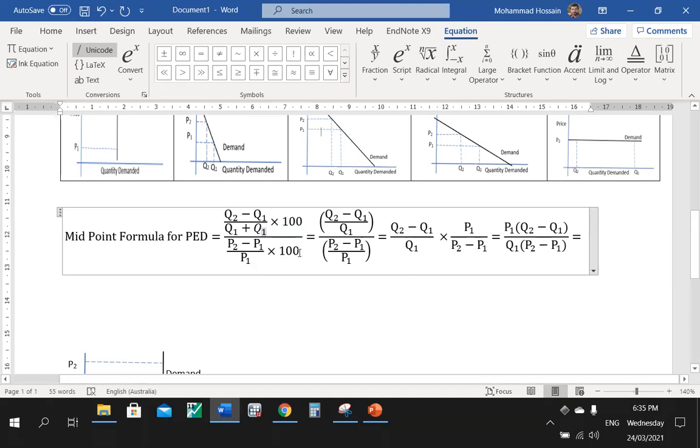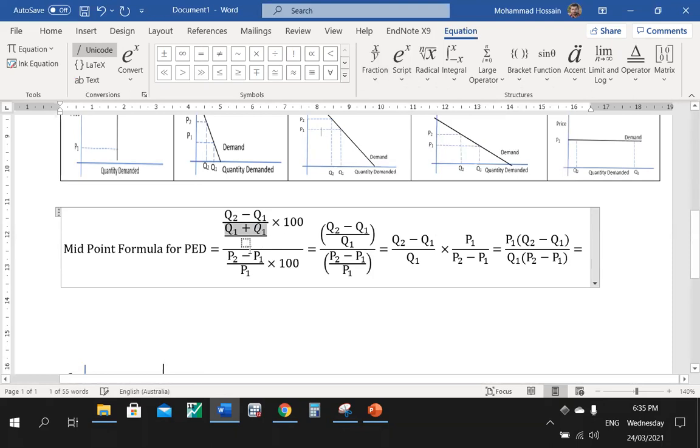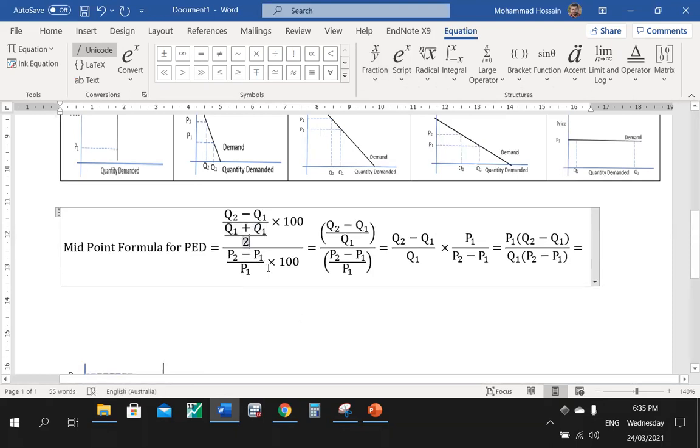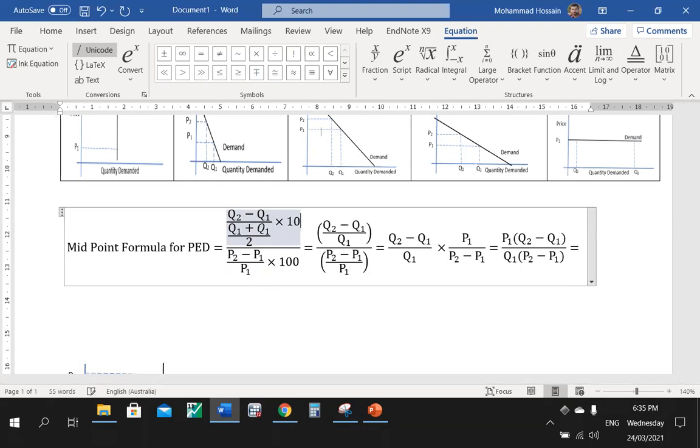And they actually divide this one by 2. In this case, there will be no percentage here. So it is Q2 minus Q1 divided by Q2 plus Q1 divided by 2. And below, it will be P2 minus P1 divided by the same.